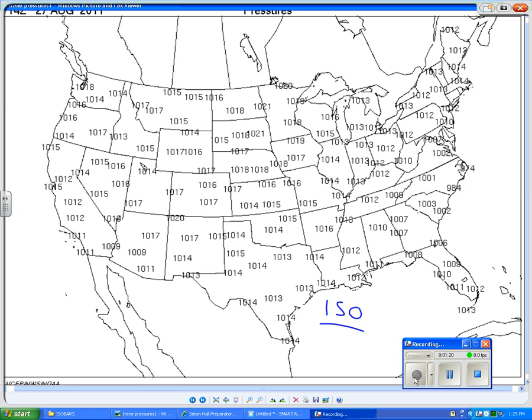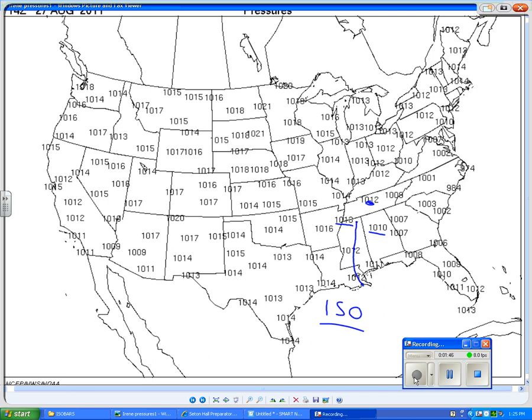So for example, I see a 1012 right here. Another 1012 right over here. Now I don't see another 1012 till I get right over here, but between this 1013 and this 1010, we know that somewhere in the middle of these must be a 1012. And I'm going to draw that dot a little closer to the 1013 than the 1010. And I'll connect my line right through them.